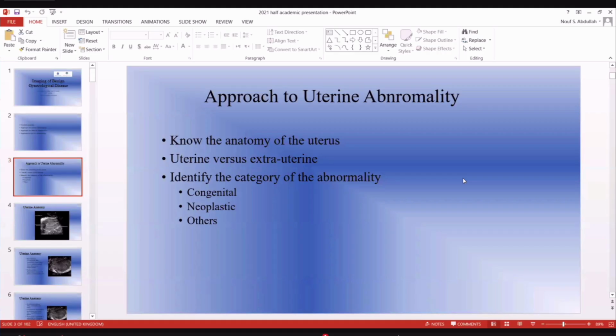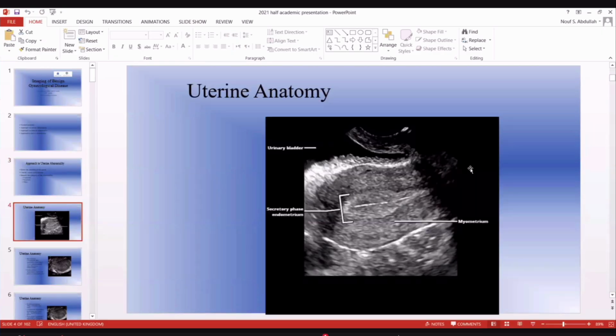And then if it doesn't fit with any of these, then you think about something else. Is it coming from the pelvic side wall? Is it coming from somewhere else? So these are the first things that you always keep in mind whenever you are dealing with a pelvic female case. So just to cover quickly the uterine anomaly, you always have to think about ultrasound, CT, and MRI, and you have to know the anatomy very well.